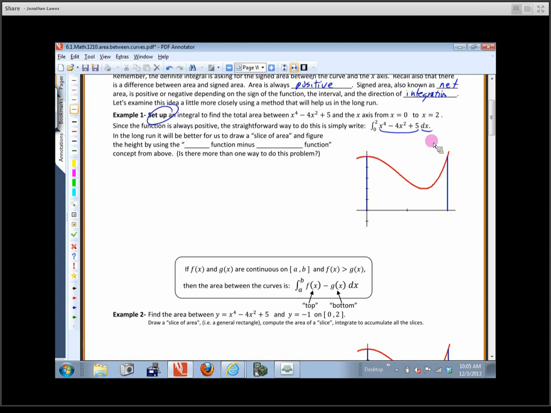Okay, so we know how area functions work. We know a definite integral will accumulate that area. But here's what we want to do. We're going to actually draw a representative slice of area.